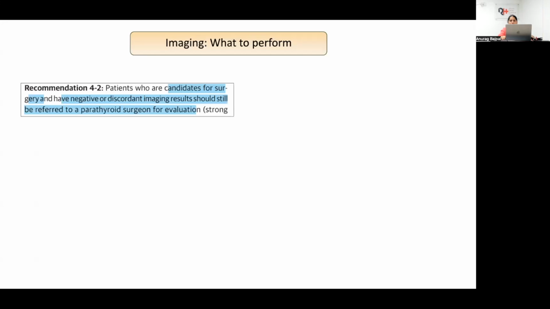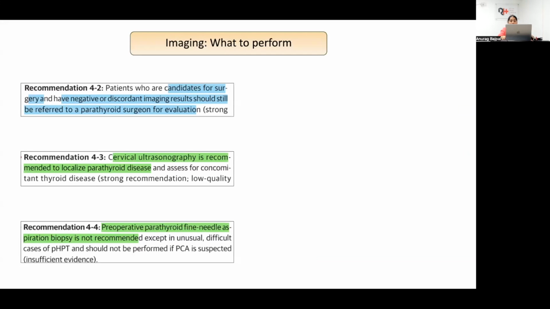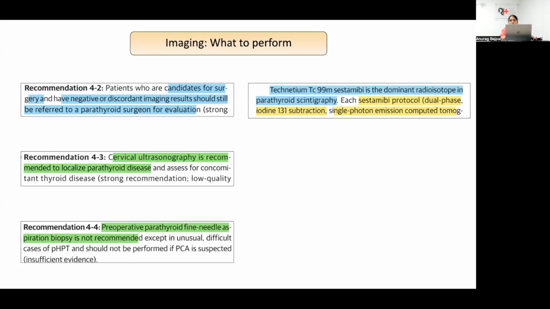Now, what to perform? It is really a challenging question. Patients who are candidates for surgery and have negative or discordant images should ideally be sent to a parathyroid surgeon for evaluation. Cervical ultrasonography is recommended to localize parathyroid disease, and it is a very cost-effective modality. But preoperative parathyroid fine needle aspiration is clearly not recommended, particularly in cases of suspected parathyroid carcinoma.